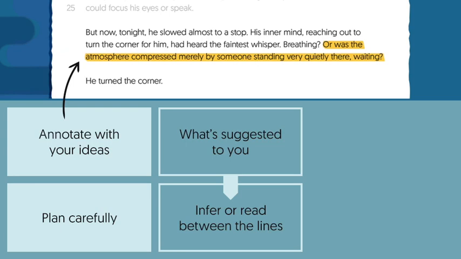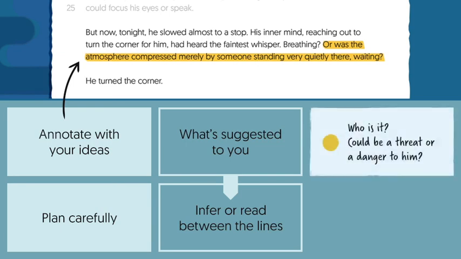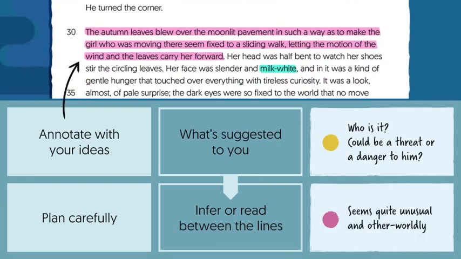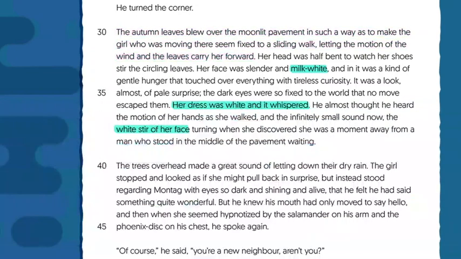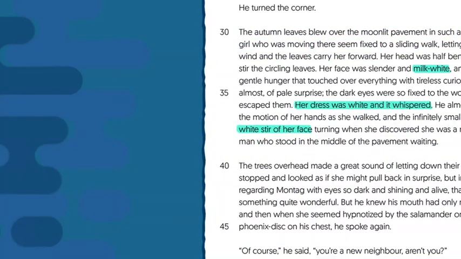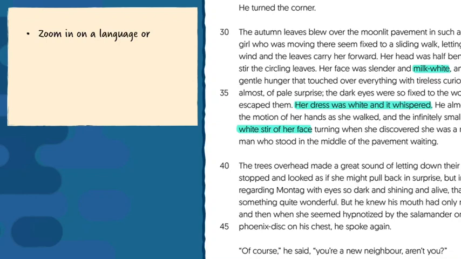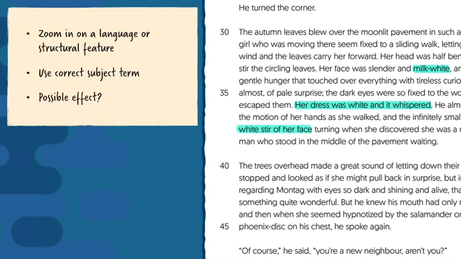For example, as part of their planning, Student A has noted that the suggestion of an unseen presence adds an air of threat or danger. They've also spotted how unusual the description of the girl is and described it as otherworldly. So once you've had a careful look for any inferences you can draw from the text, you can then zoom in on a key language or structural feature in each of your chosen sections. Make a note of what those features are. In other words, give them their correct name using the correct subject term. Then jot down what the possible effect might be. This is the most important part.